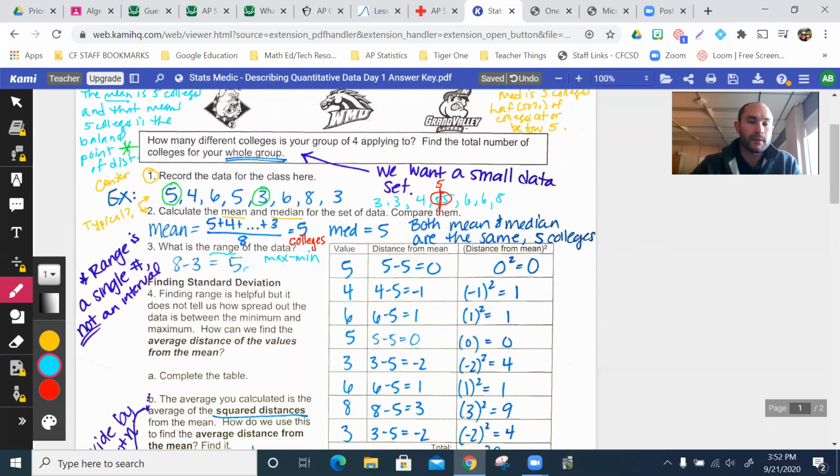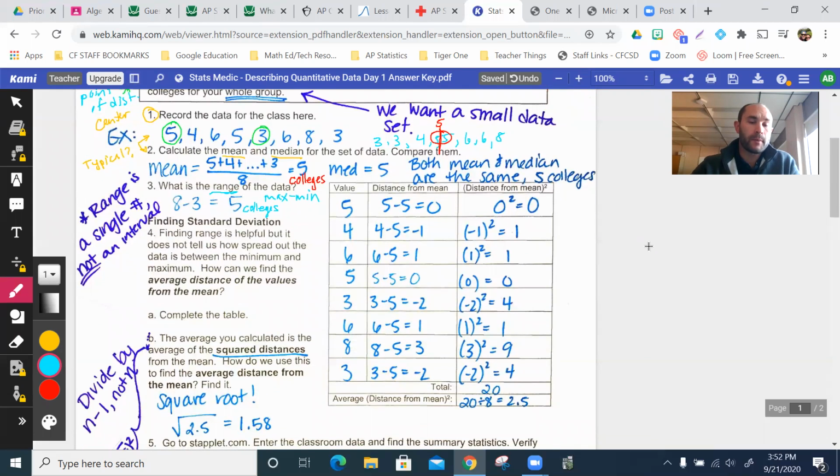And I'm going to also add on here that we talk about 5 colleges. So what does this mean? I don't have enough room to write this, but you should jot it down. What does the range mean? That means that all groups of students applied to a number of colleges that are within 5 colleges of each other. So from the highest to the lowest, there was only a difference of 5 colleges. This is the most straightforward way to measure spread.